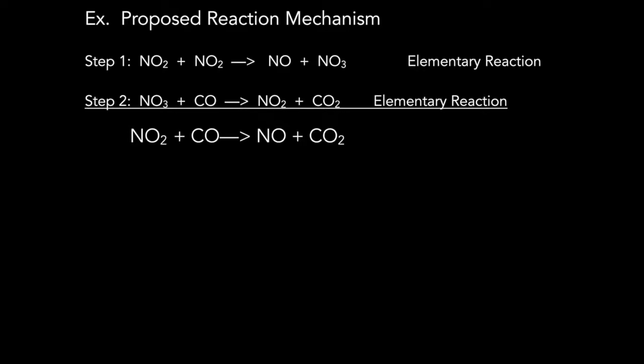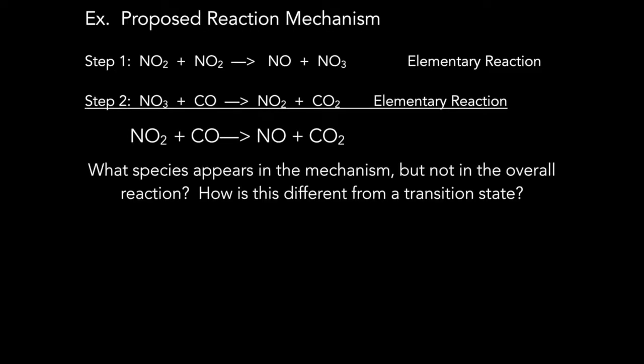Now, if you looked at that, you wouldn't have realized that there are 2 elementary steps that are needed in order to form that overall reaction. So that's what we're going to be dealing with in this section. So what species appears in the mechanism, but not in the overall reaction? And how are these different from the transition states? Well, the species that appear in the mechanism, but not in the overall reaction, as you can see from this example, one example would be nitrogen trioxide, because it's not in the reactants, it's not in the products, but it shows up in the mechanism. And that is called your intermediate.